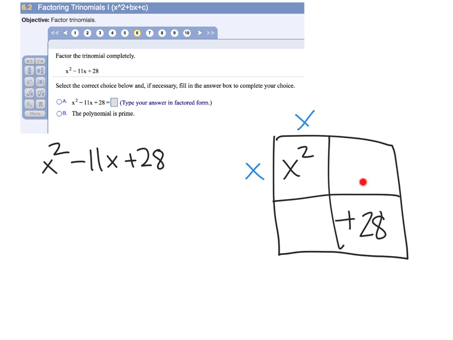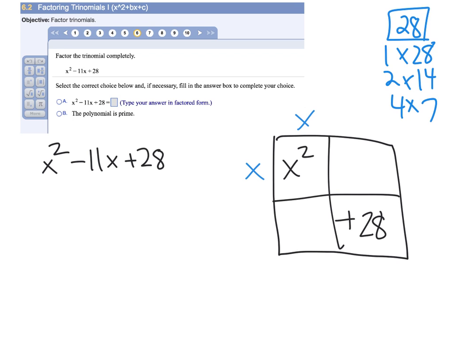Now the idea is, how are we going to get our 28? The interesting thing is, we know that these guys right here, when we add them together, we need to get negative 11. All right? So what that means is, we're going to start with just ignoring the signs and say, well, how do you get 28? Well, that's 1 times 28, it's 2 times 14, it's 4 times 7, all right?